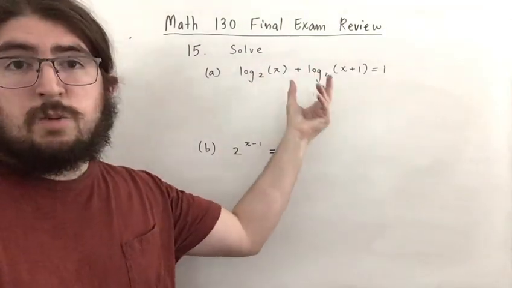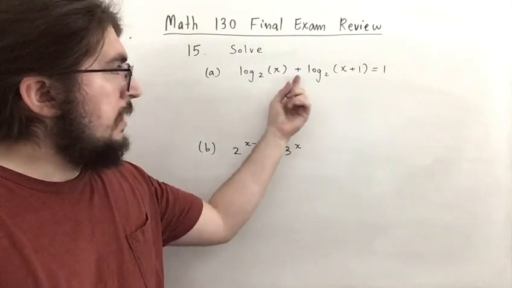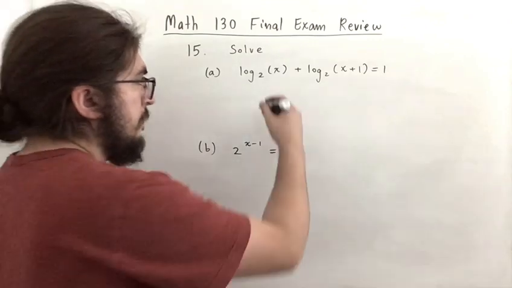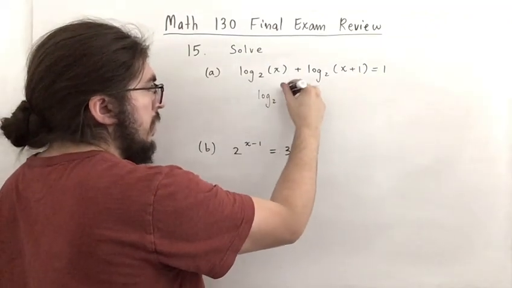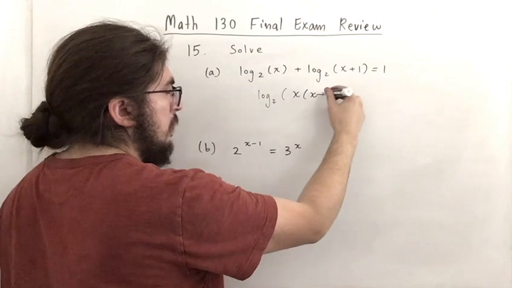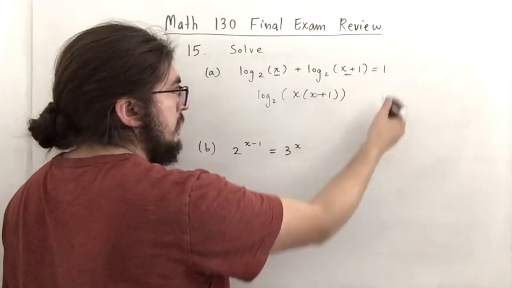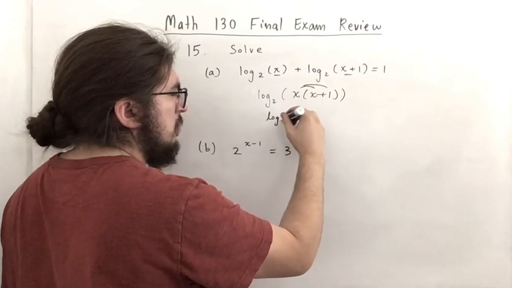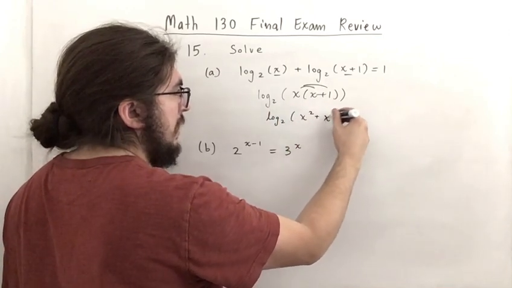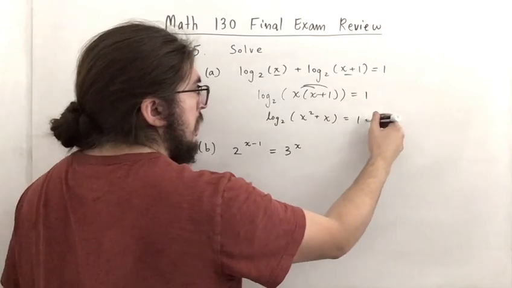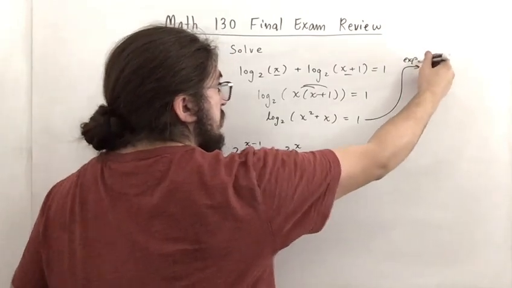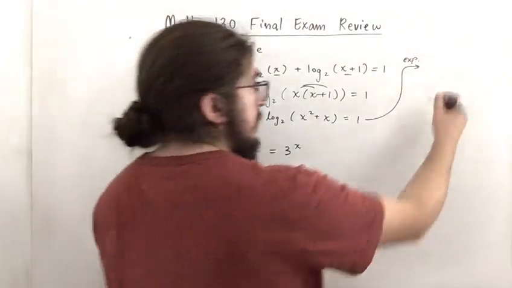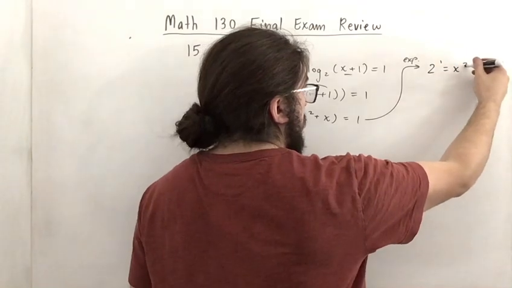First, we want to combine these into one logarithm using the product rule. That's because there's a plus here. If it was a minus, you can divide the insides, but a plus, you multiply the insides. This is log base 2 of the product of these. So it's x times x plus 1. Product of the insides, that is. You can distribute this to get x squared plus x. That's log base 2 of x squared plus x equals that 1 still. And now converting this to exponential form, we see that the base 2 to the power 1 is equal to the inside. 2 to the 1 is equal to x squared plus x.